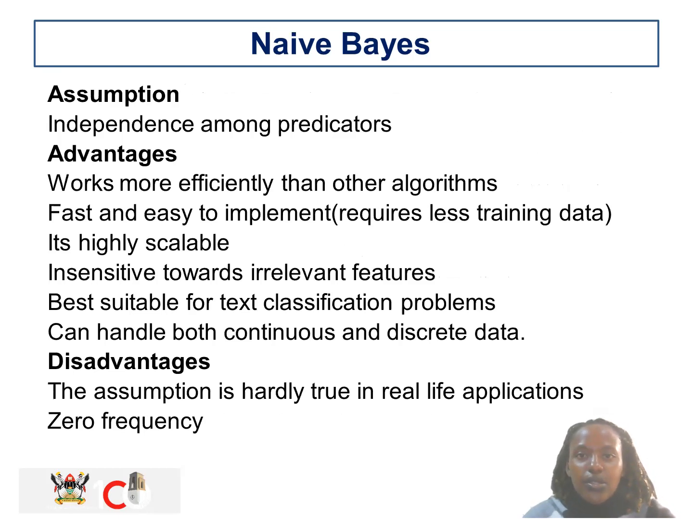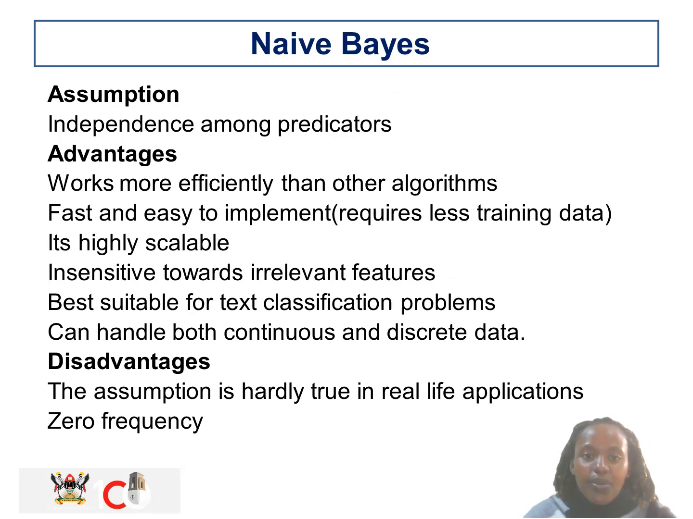Continuing with Naive Bayes, it has an assumption for it to operate: independence among predictors. It's naive, it doesn't depend on anything for its operation. Advantages: it works more efficiently than many other algorithms. It's fast and easy to implement.